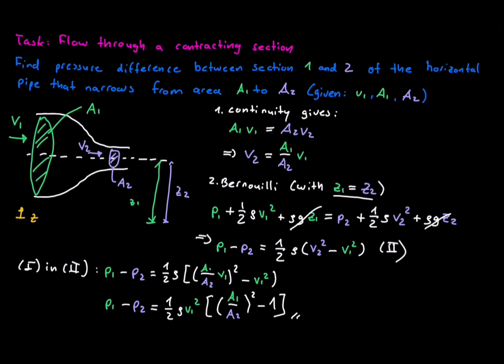Let's recap. Continuity, area times velocity stays constant. Euler, forces along a streamline create acceleration. Bernoulli, p plus 1 half rho v squared plus rho g z is constant, and for a contraction, the pressure difference equals 1 half rho v1 squared times the ratio of areas squared minus 1.